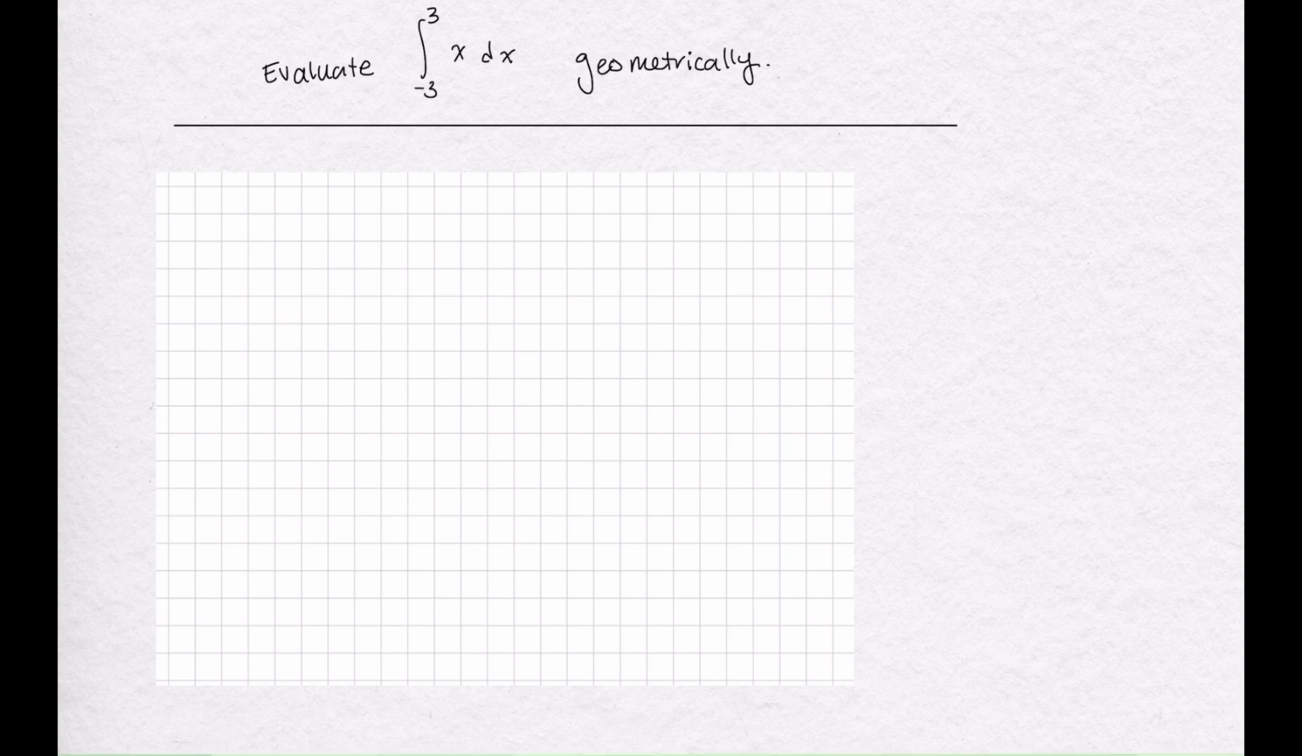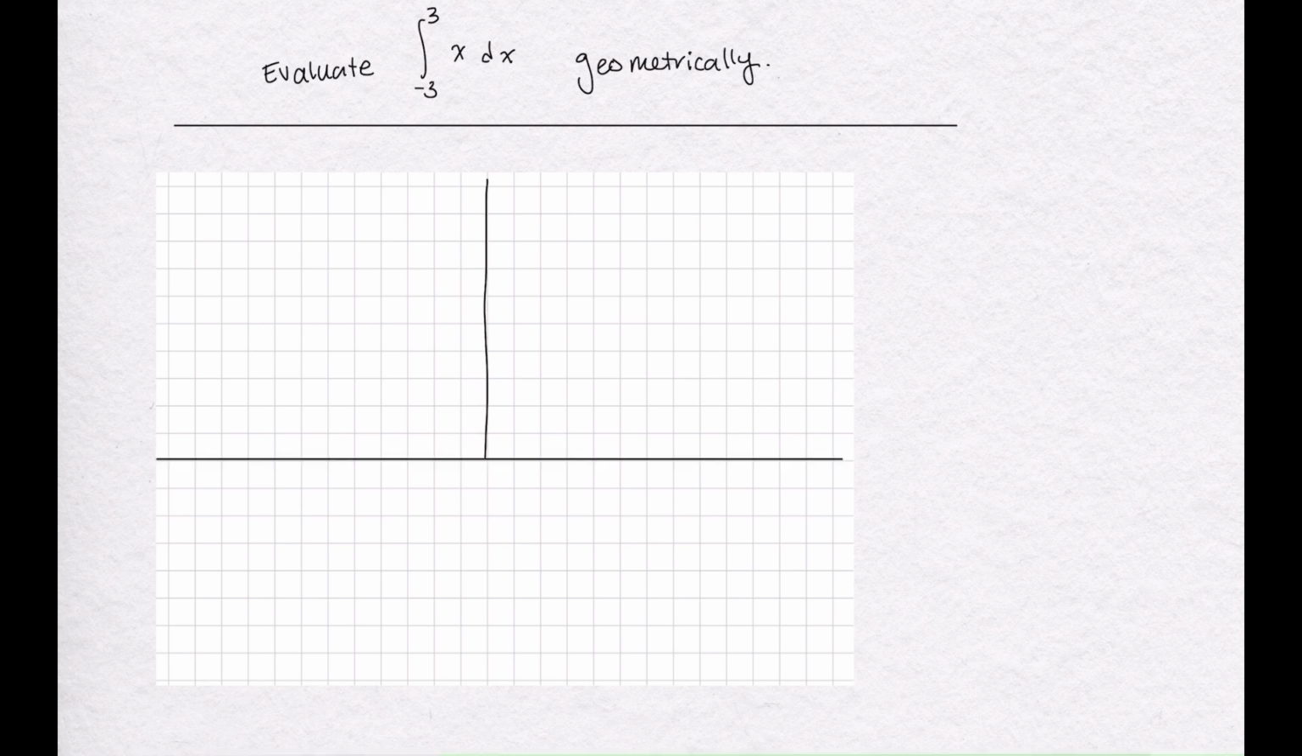Welcome. In this video, we're going to evaluate the integral of x with respect to x from -3 to 3 geometrically. And this is a definite integral. So remember, the result will be a number, some constant, some value, not a family of antiderivatives. Now, as we're tasked with doing this geometrically, we should absolutely begin by sketching a graph.